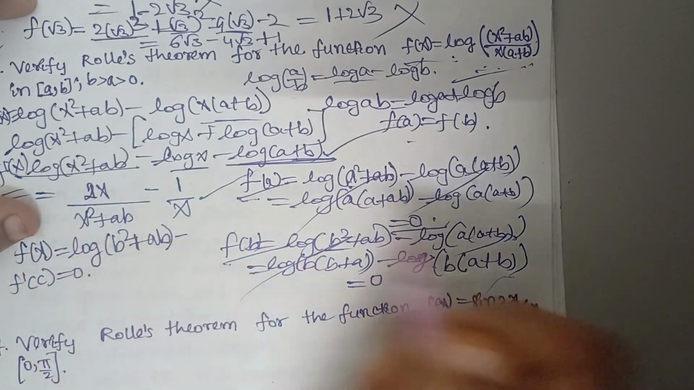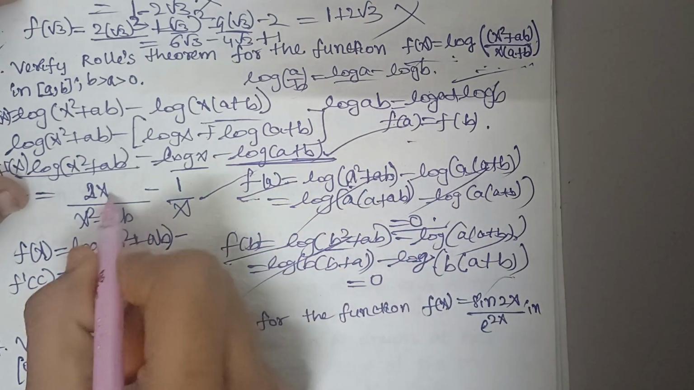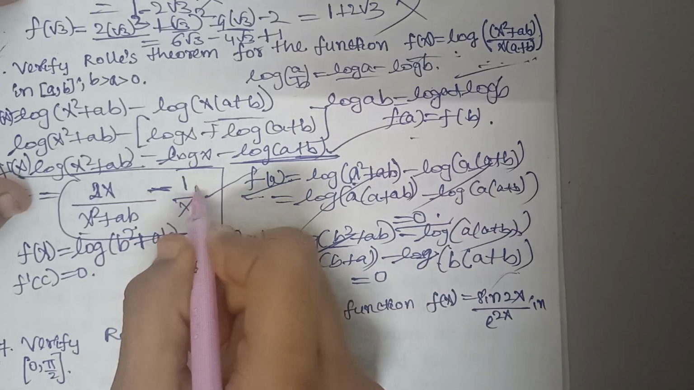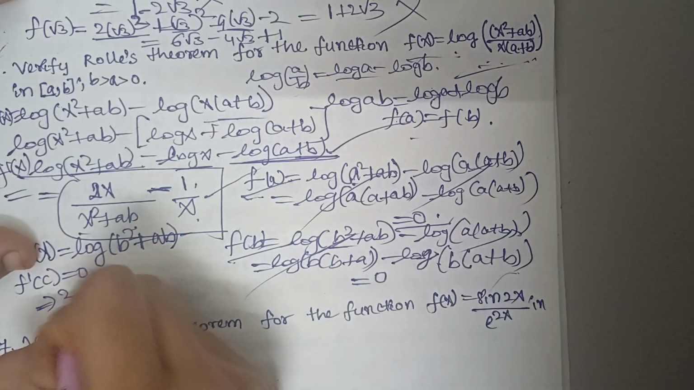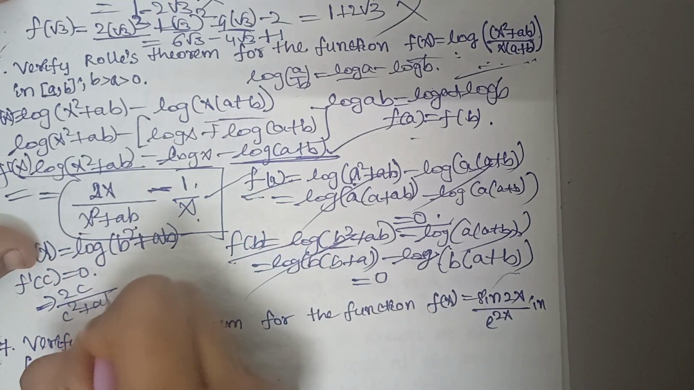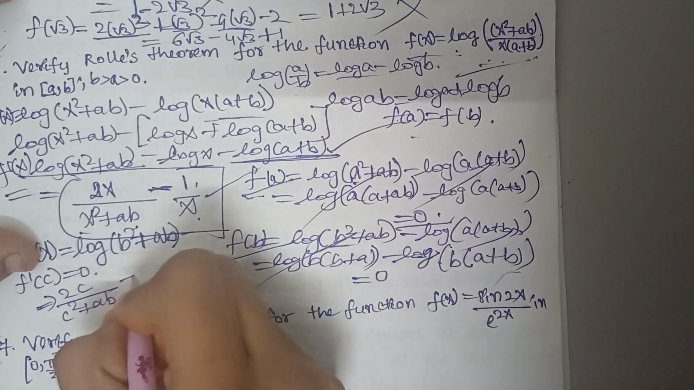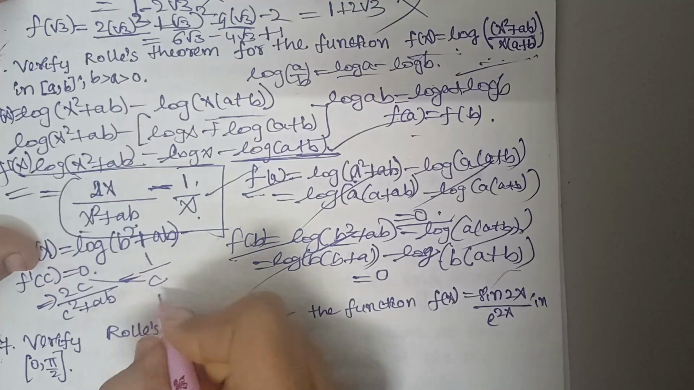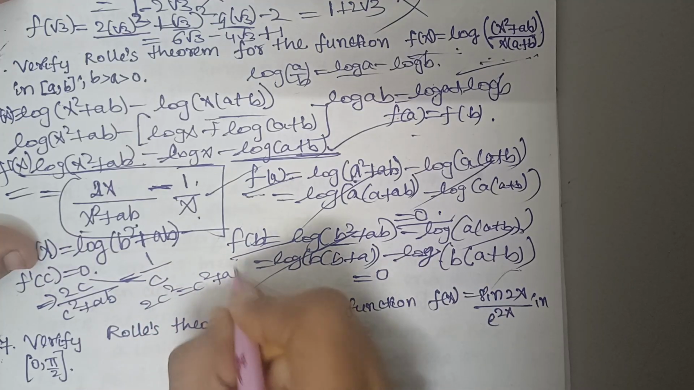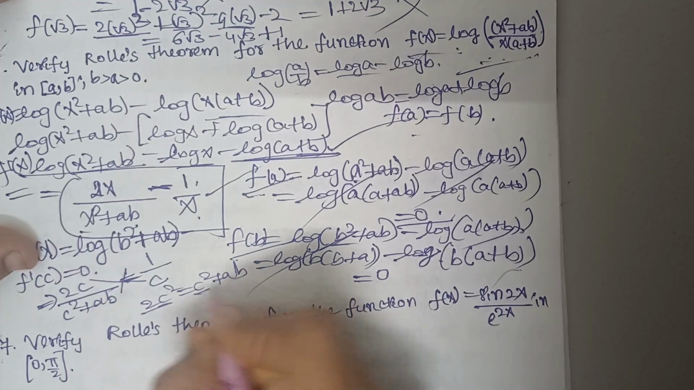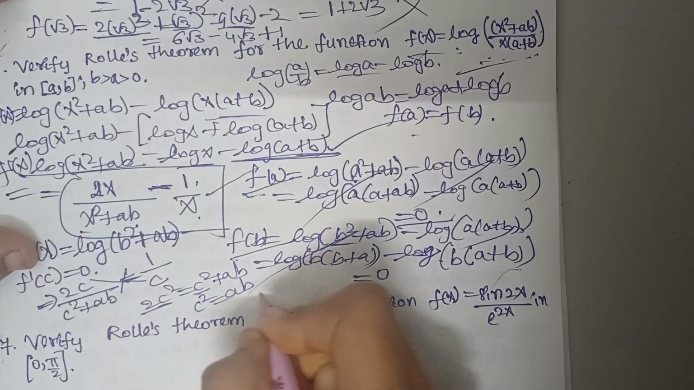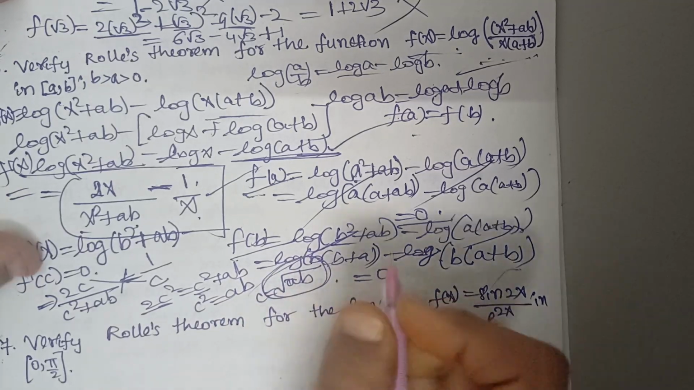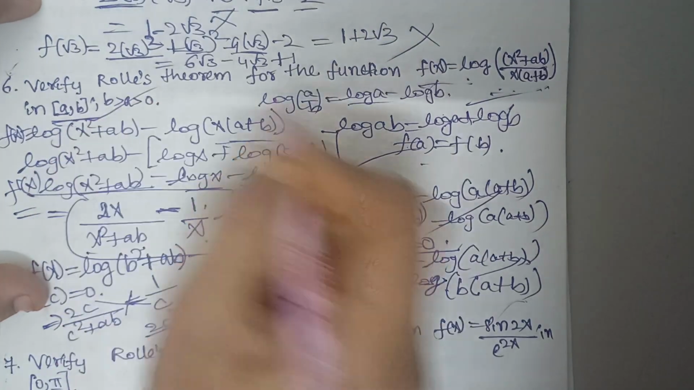Now what is your f dash of x? Your f dash of x is nothing but 2x by x square plus ab minus 1 by x. Now your f dash of c is 2c by c square plus ab minus 1 by c, which is equal to 0. On cross multiplying, 2c square equal to c square plus ab, and 2c square minus c square, which is nothing but c square equal to ab. c is square root of ab. Always this will be in between a and b, so the Rolle's theorem is verified.